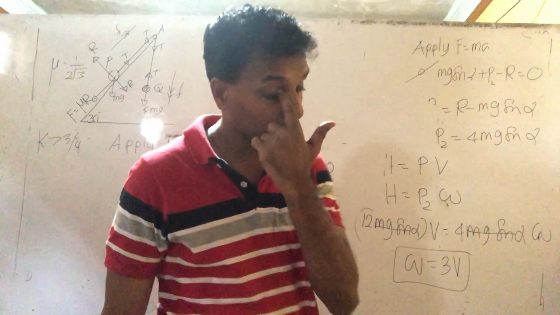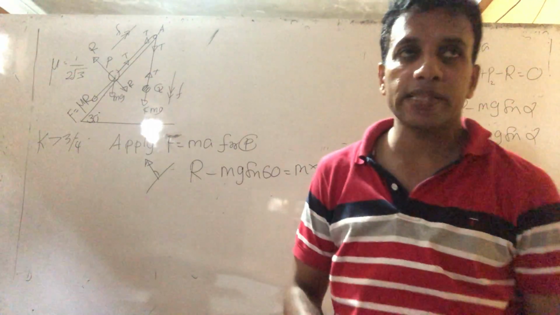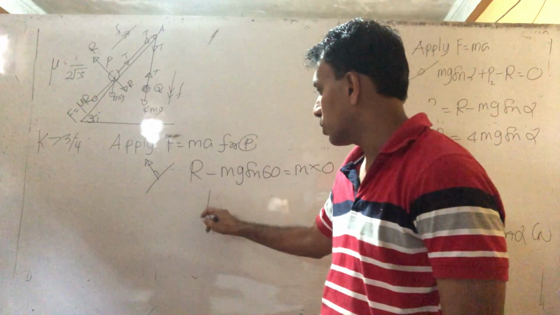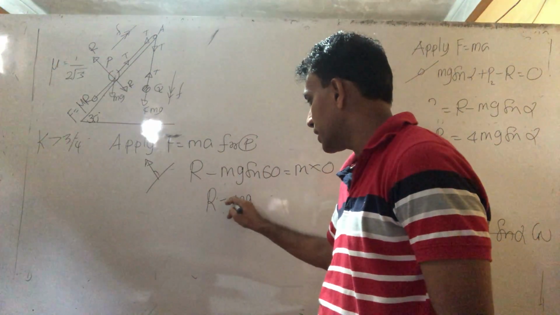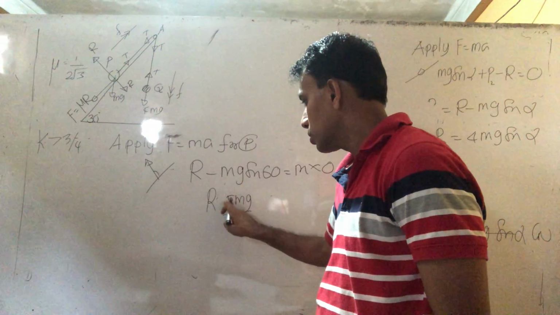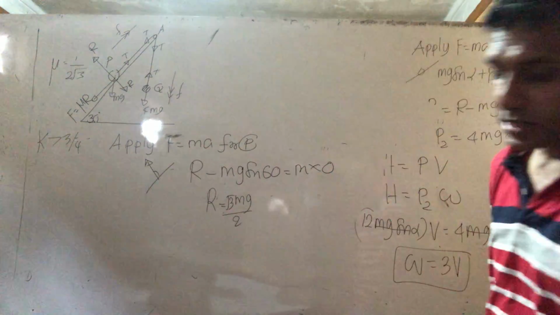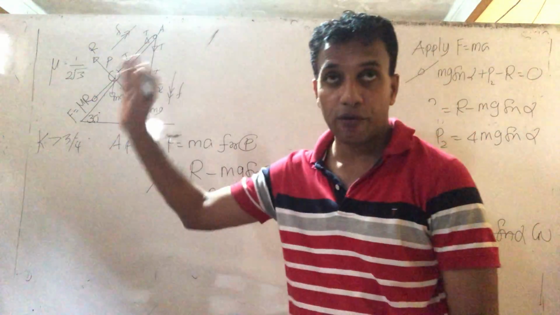Therefore, perpendicular to the slope, the particle is under static equilibrium. So R equals mg sin 60, root 3 by 2. So that is the reaction exerted by the plane, the friction plane, right?